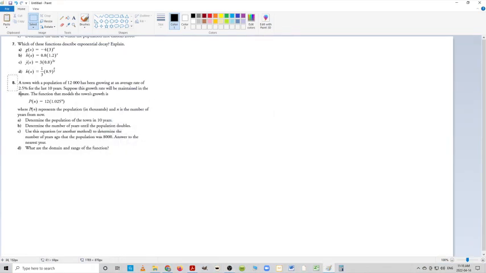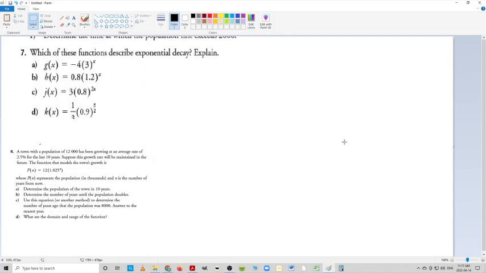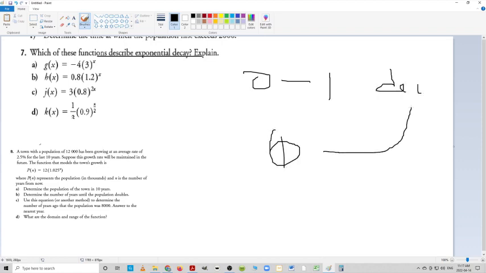All the questions are fairly similar. They're always going to be a growth or decay. Explain why these are exponential decay. Which of these are exponential decay? So the definition of decay is anything where the base is between 0 and 1. That's a decay. Anything above 1 will be a growth.